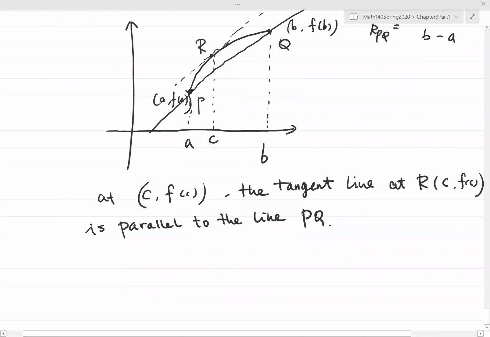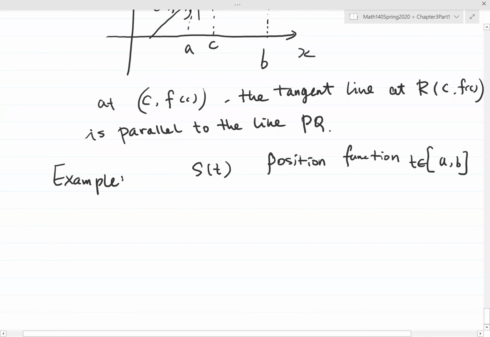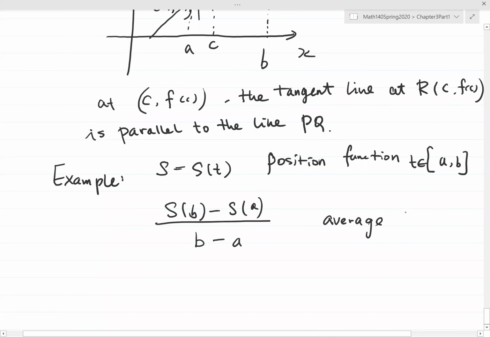Another point of view is this. Suppose we let f be a position function. Another example: we are talking about s(t) and v(t). s(t) is the position function for t from a to b; suppose a particle moves along a straight line. What is this? s(b) minus s(a), the change of position, gives us displacement. Change over time, b minus a, gives us the average velocity: displacement over time.